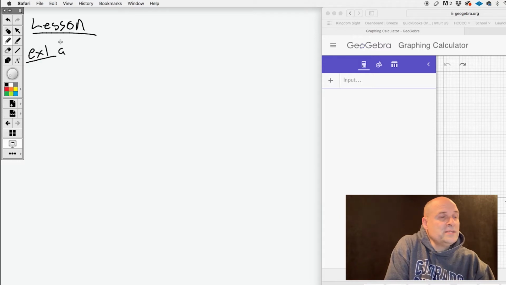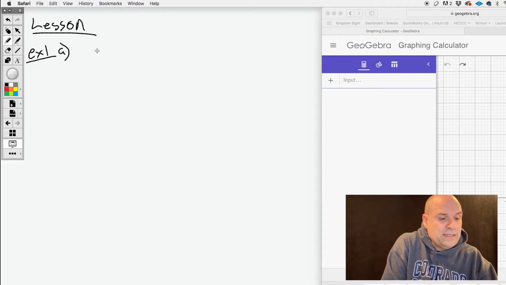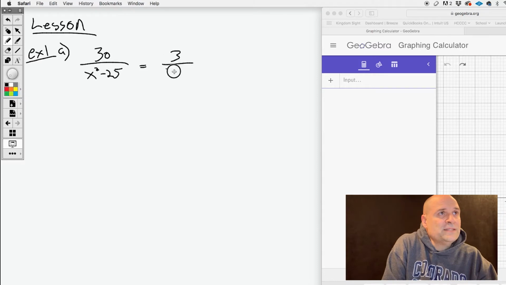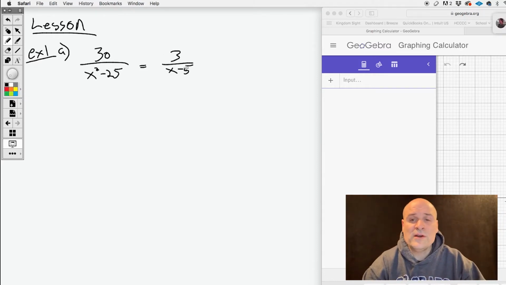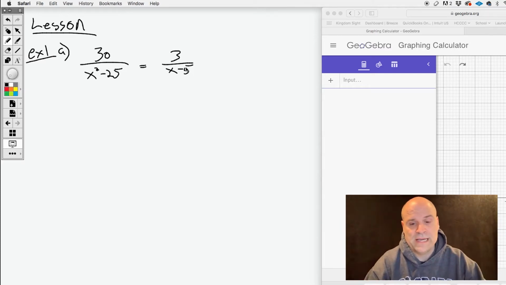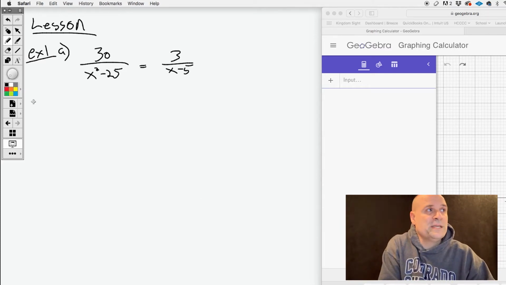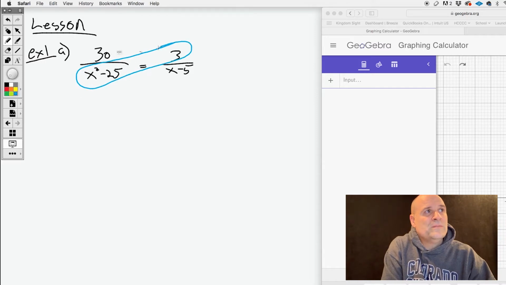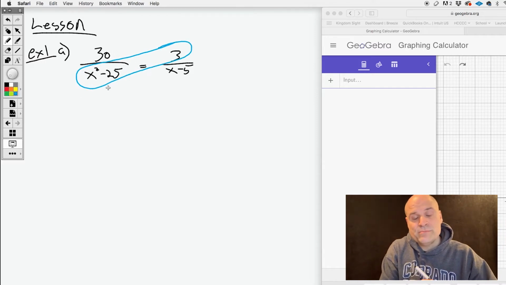All right, so let's just start with example 1. There's an A and B, so this is 1A. Here's what 1A says: 30 over x squared minus 25 equals 3 over x minus 5. There are a couple different ways to solve this, but I'm gonna show you all of them. The first way is just cross multiplication. Since these fractions are equal, their cross products are equal. So 3 times x squared minus 25 has to equal 30 times x minus 5.